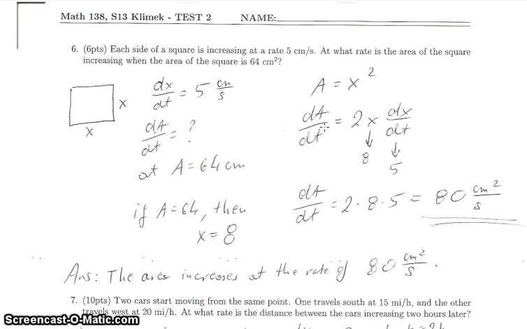And then we have to figure out what this derivative of area is when x equals 8 over here. dx/dt is given to us as 5. So dA/dt is going to be 2 times 8 times 5. 2 times 8 times 5 is 80 square centimeters per second. You write your answer here in words, and that's it for this problem.